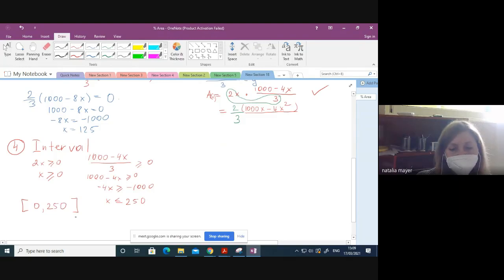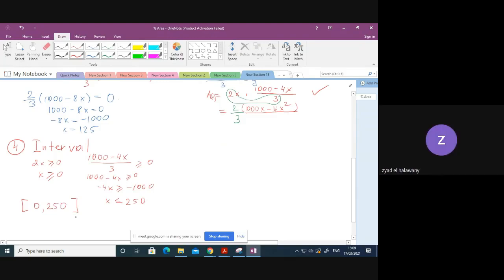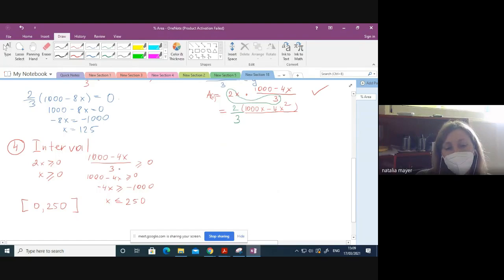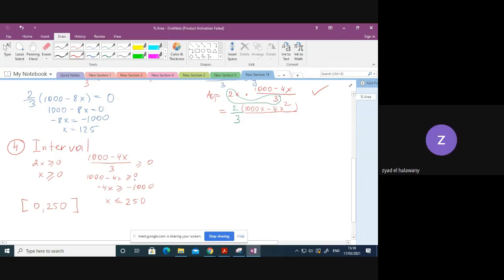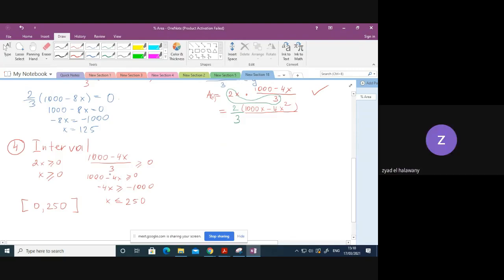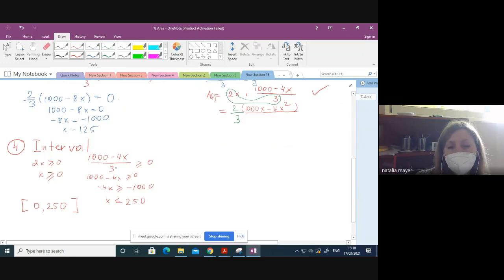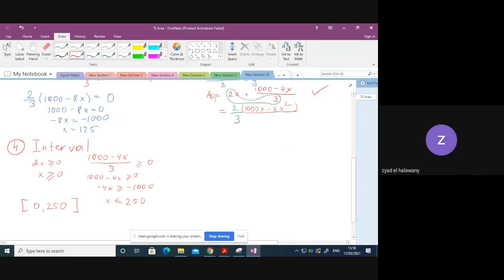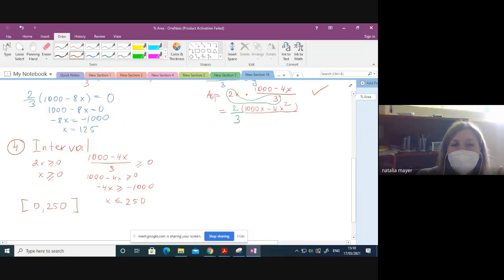Yes, Ziad. Why did we remove the 3? Okay. We are to decide if this fraction is positive or not, right? So is 3 positive or not? Positive. 3 is positive. It means that 3 does not have any role. So as long as the numerator is positive, then the whole fraction will definitely be positive. That's why we can disregard it. Yes, because the constants don't change anything.